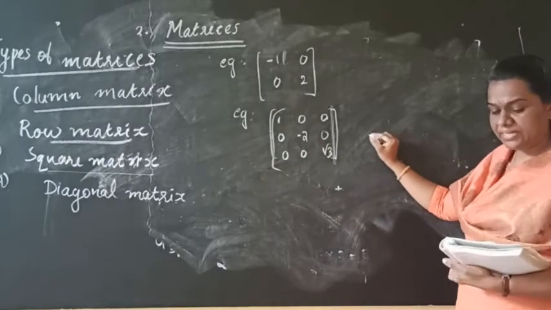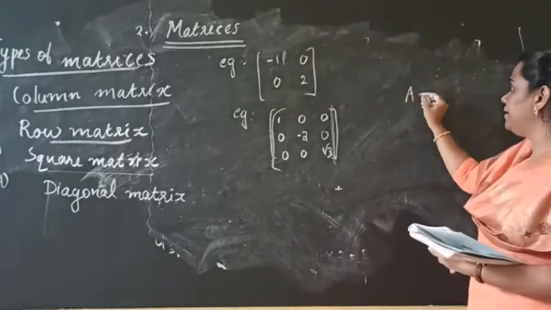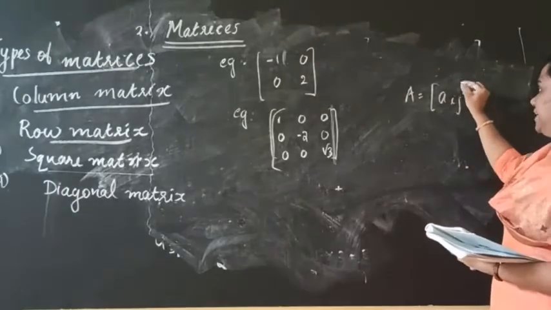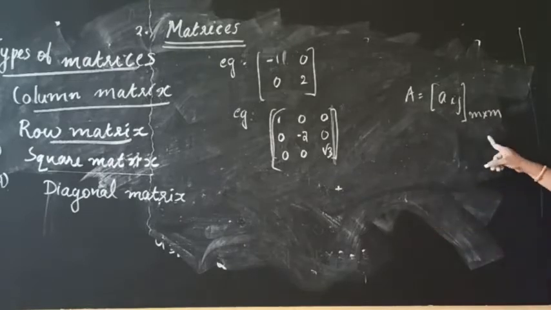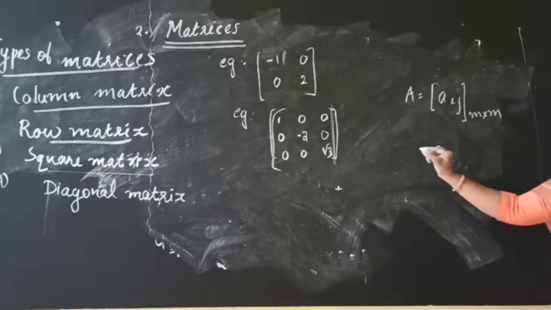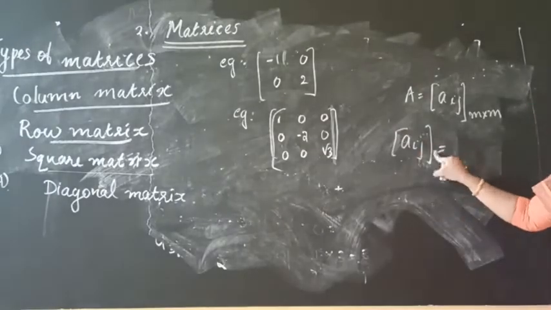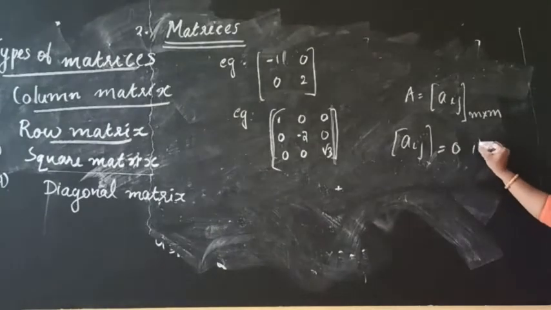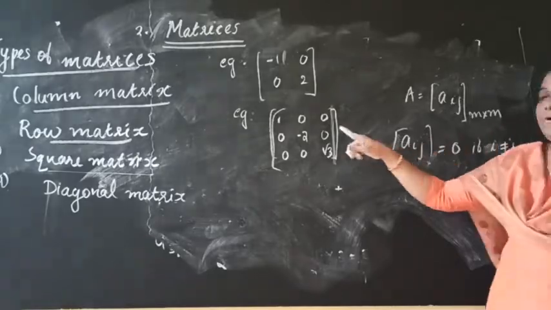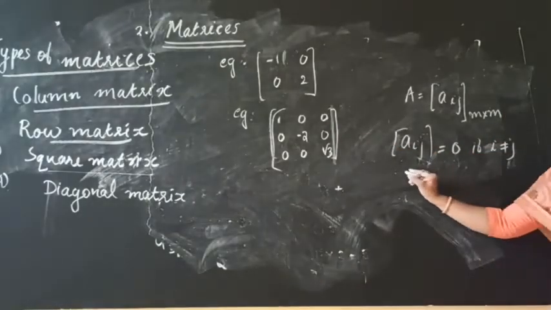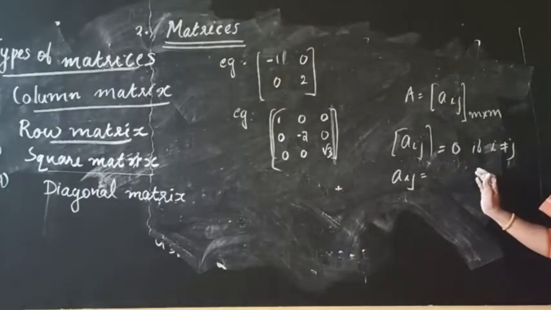Then how can we write this in general form? In general form we write matrix A = [Aij], of order m by n. It is a square matrix, so the order is m by m. What is the speciality of this matrix? Aij is 0 if i is not equal to j. Aij can be any number if i is equal to j.